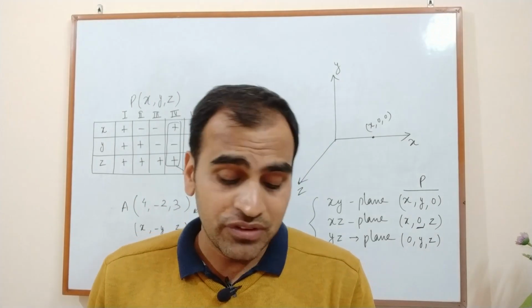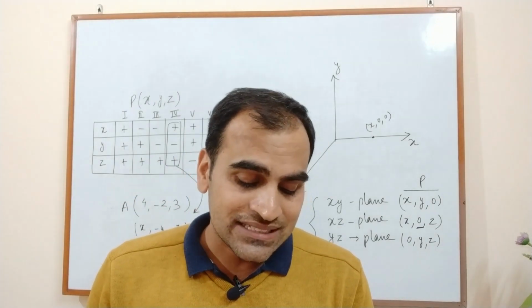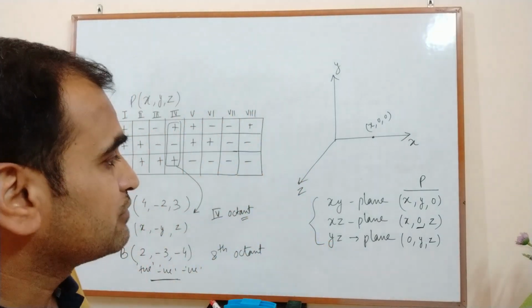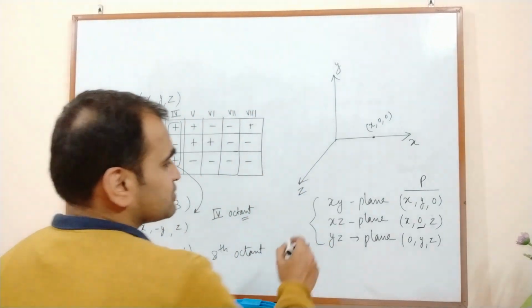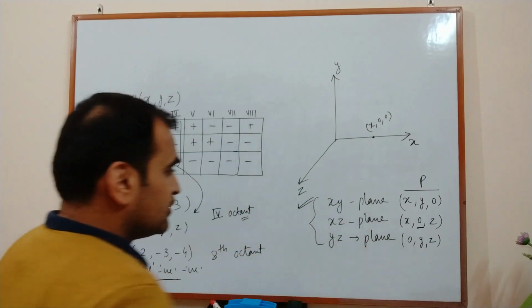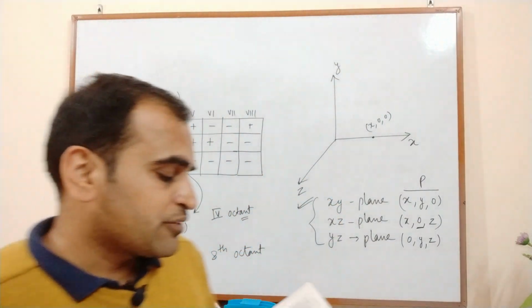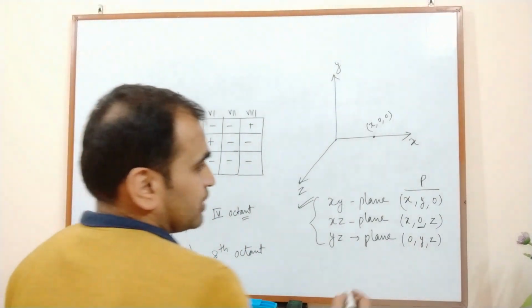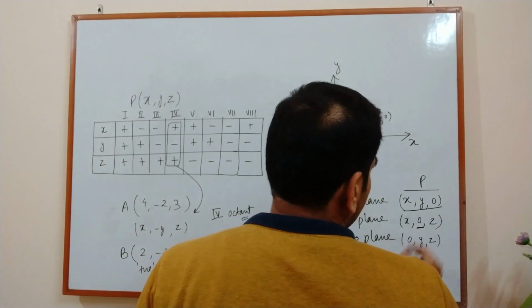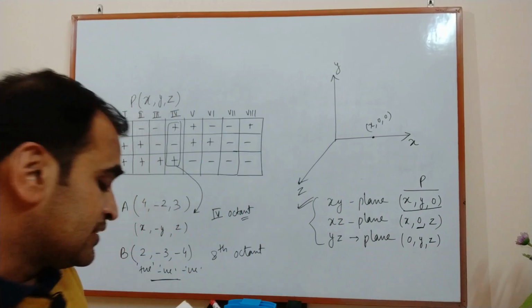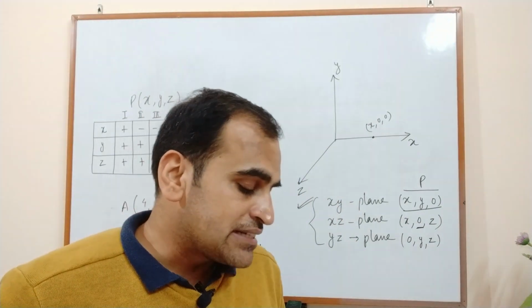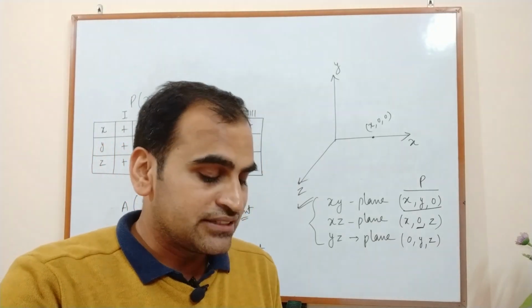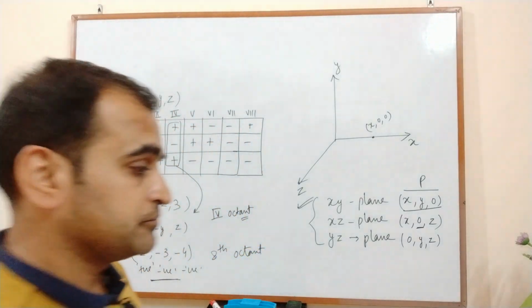In question number 4, we have fill in the blanks. The x-axis and the y-axis taken together determine a plane known as... So the x-axis and y-axis taken together, the plane will be the xy plane. So this is the first fill in the blank. The second one is: the coordinates of a point in the xy plane are of the form... So in the xy plane, the point will be of the form x, y, 0. And the third one is: coordinate planes divide the space into how many octants? So these are 8 octants. So this is about the first exercise.